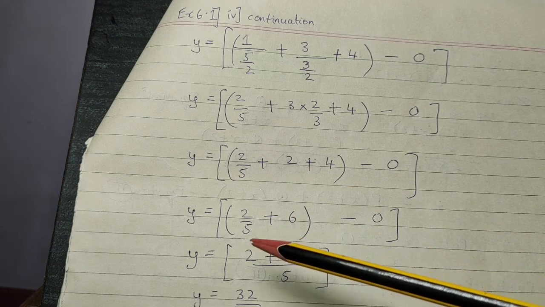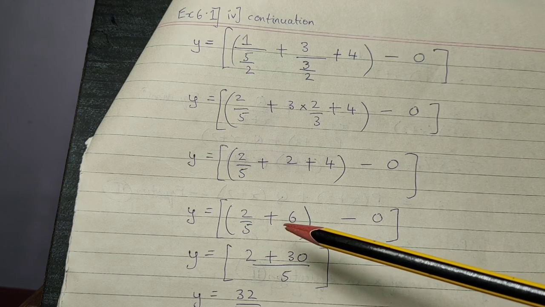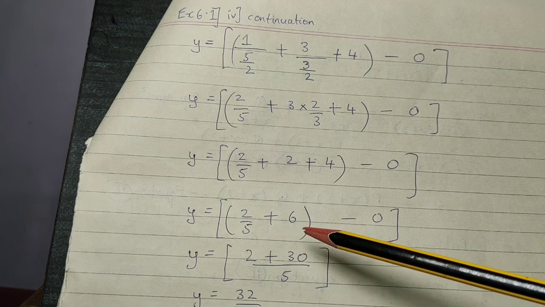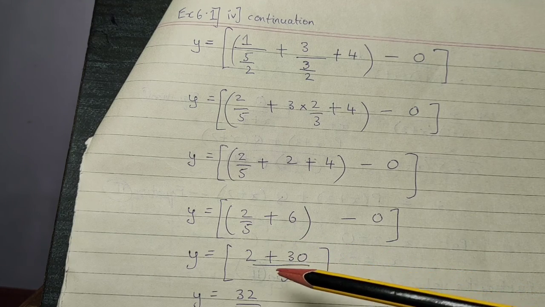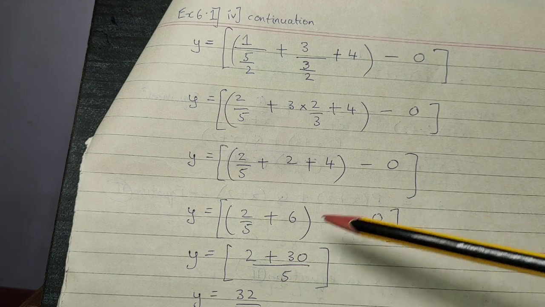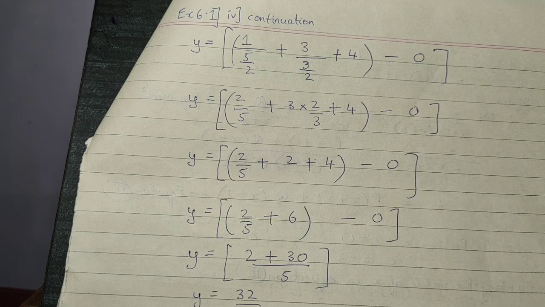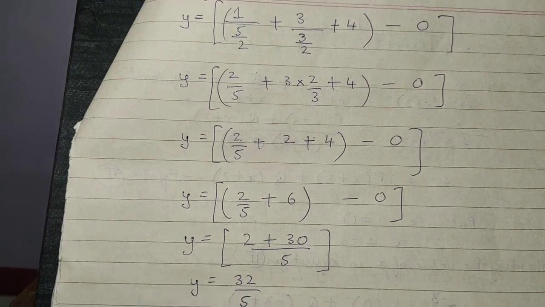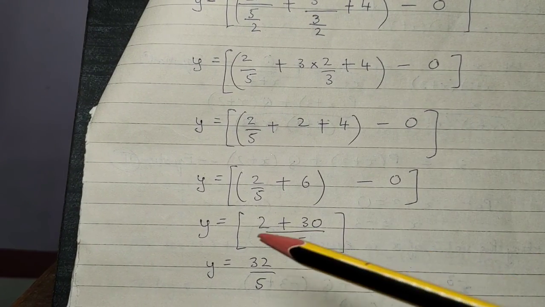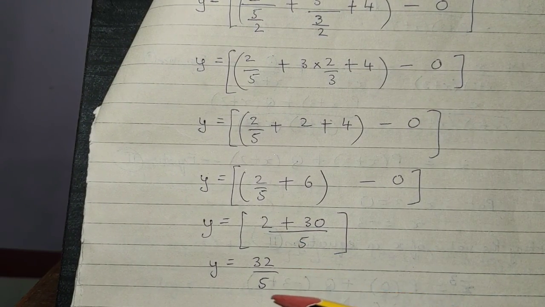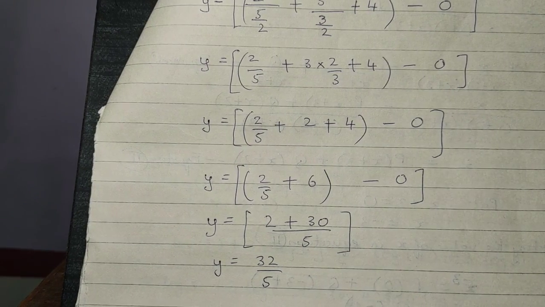Now we have to take the LCM. So 6 fives will become 30 divided by a common 5 in both the terms. Under this the 5 is there, and when you add the numerator part, you will get 30 plus 2, 32 divided by 5. That is the final answer.